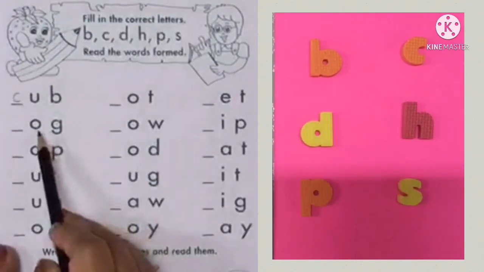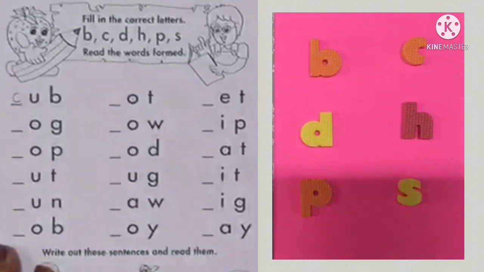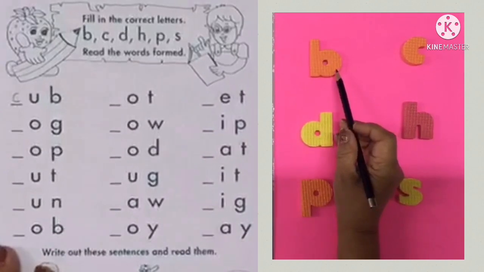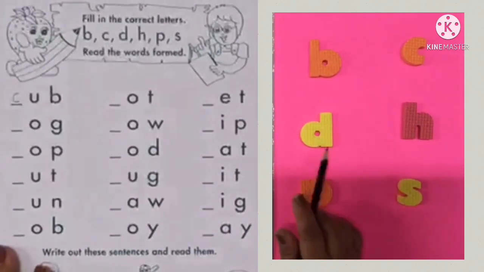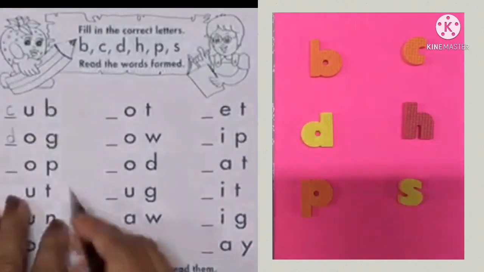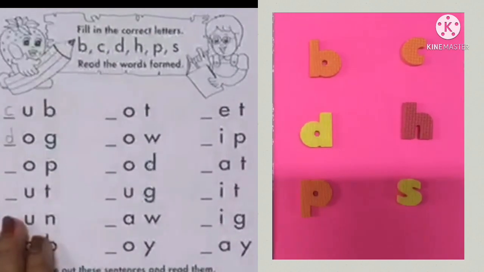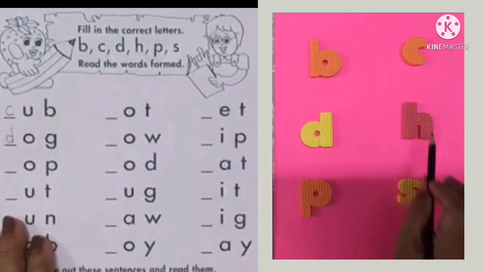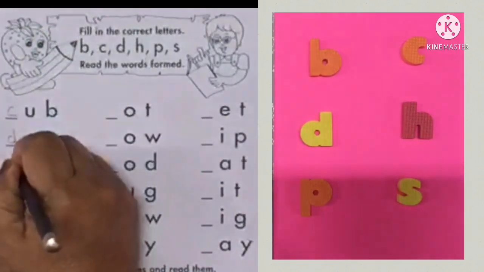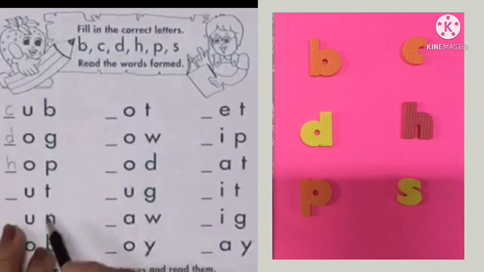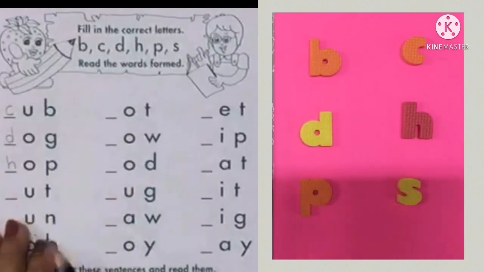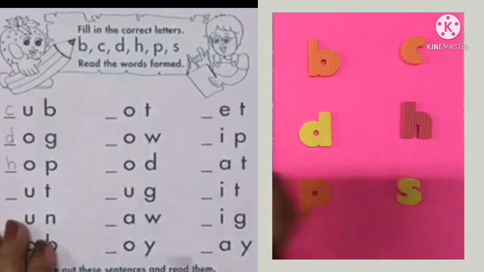The next one we have O, G, O. I would like to make the word dog. What letter is it? Is it this B or is it D? D. So, D, dog. The next word that I would like to make is hop. What letter is it? H. Yes, H. The next word I would like to make is hut. H.